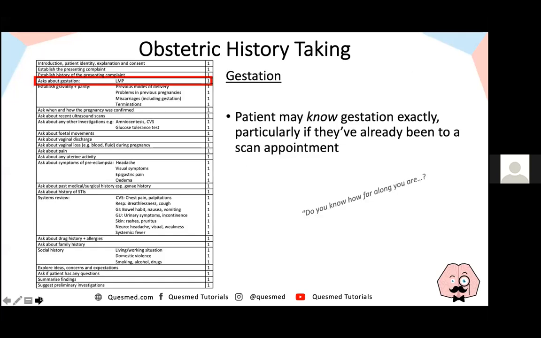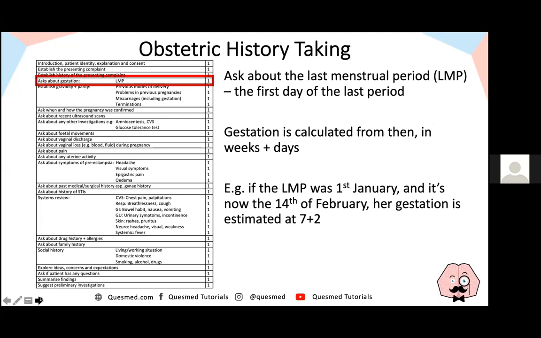And then we go on to the specific pregnancy stuff. So we want to establish gestation. How far along is she in the pregnancy? Now, patients often know their gestation, particularly if they've already been to a scan appointment. We specifically ask about the last menstrual period, and that is because gestation is calculated from the last menstrual period in the absence of a scan. So for example, if their last menstrual period was the 1st of January and it's now the 14th of February, we can count the weeks, and we normally say her gestation in weeks plus days.